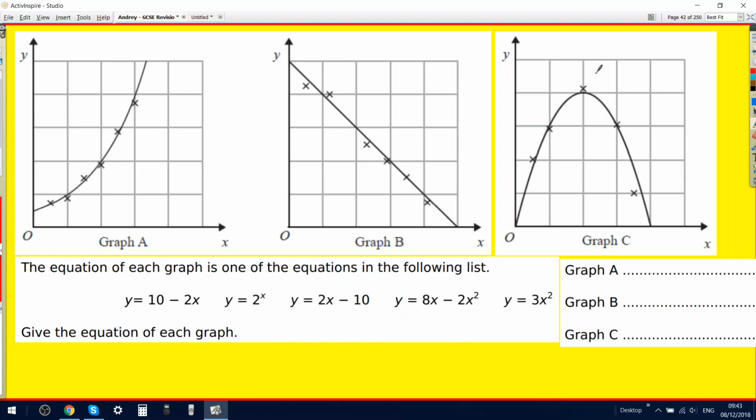So graph A is probably... Maybe we start with a simpler one, like graph B. You're more familiar with those. Would that be 2x minus 10? Or no, 10 minus 2x. Well done, because it's gone down. So B is y equals 10 minus 2x. Okay, how about C?